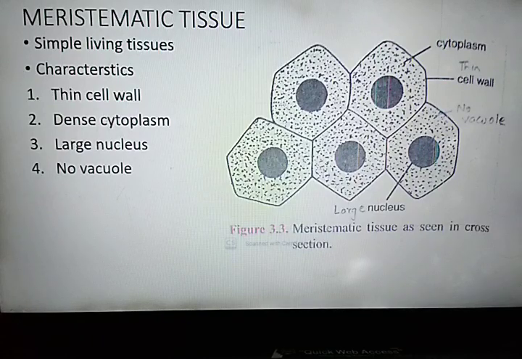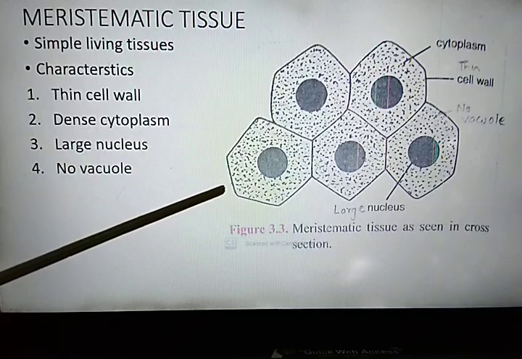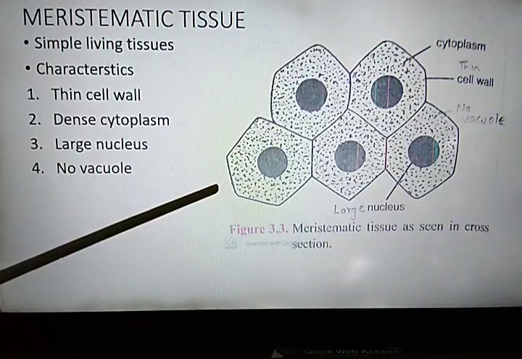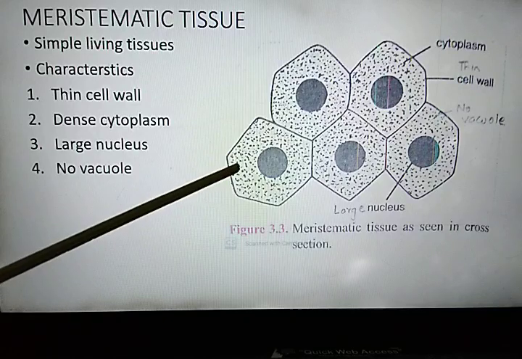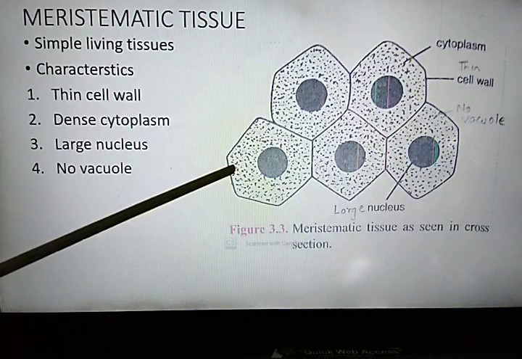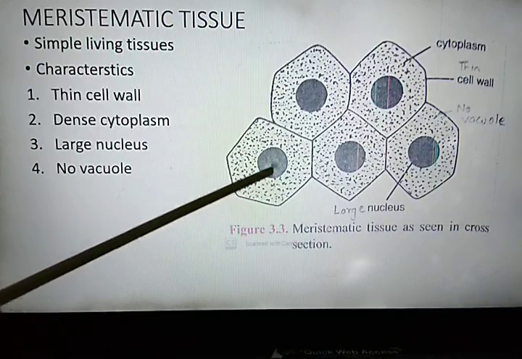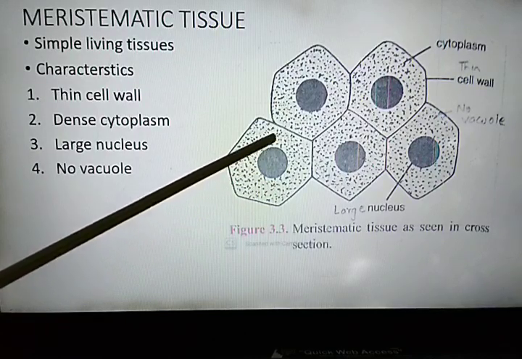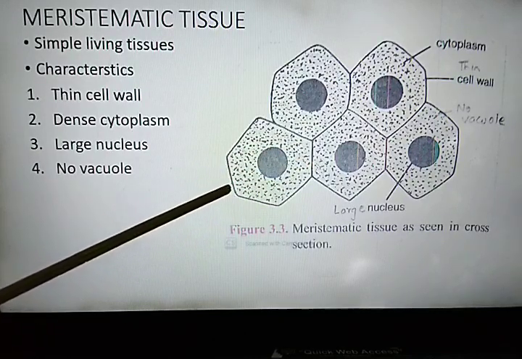Meristematic tissue is made up of active cells which have the ability of cell division. In these tissues, cells have a thin cell wall which is made up of cellulose. Cells have dense cytoplasm, a prominent large nucleus and a large number of cell organelles.